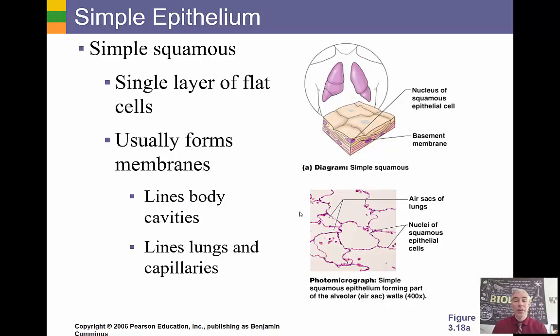So what you want to know, again, one layer of flat cells. Where do we find them? Commonly in the lungs. That's the easiest. Remember, it specializes in diffusion because they're so thin. You can see here, these are each flat individual cells that form these air sacs in your lungs.